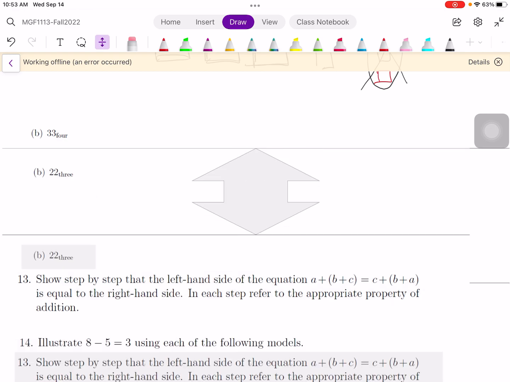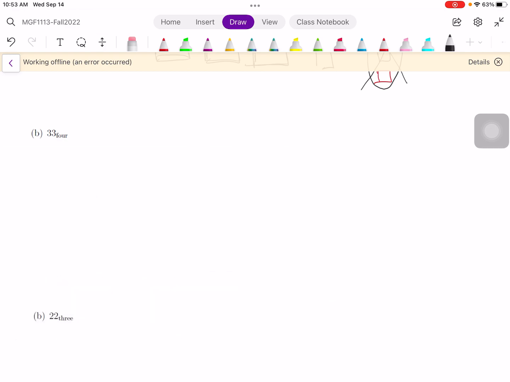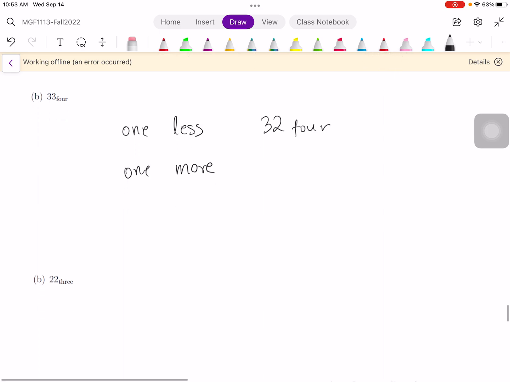Okay, let's look at this one. Again, 1 less is easy: 3, 2 in base 4. 1 more, let's think of it. At this point I'm in base 4. I have 3 longs, sorry, not 4 by 3 longs. Each long has 4 units, and then 3 units.